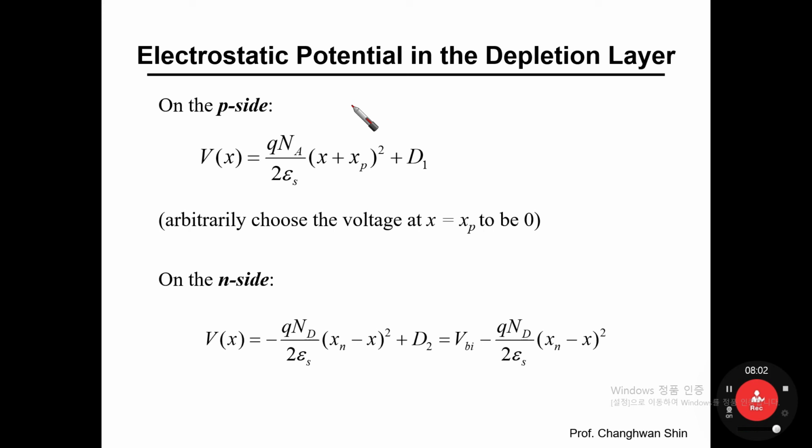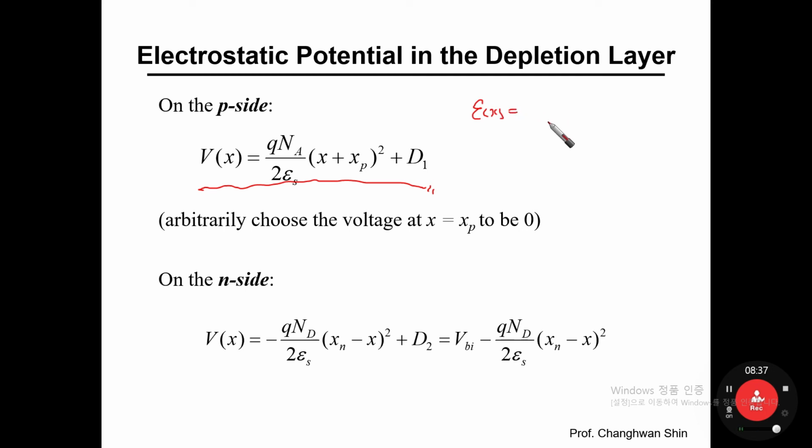This part, this lecture note is on electrostatic potential. So from the electric field intensity, we are going to derive the electrostatic potential. So let's find out the electrostatic potential for each part in PN diode. In other words, on the P side, what is the electrostatic potential? And on the N side, what is the electrostatic potential? Okay, so the answer can be found here, Vx. Where does it come from?